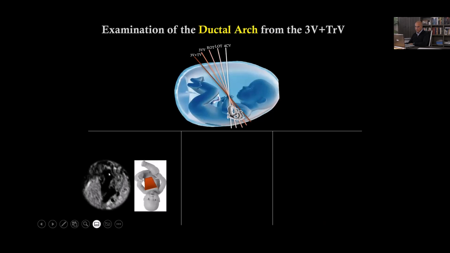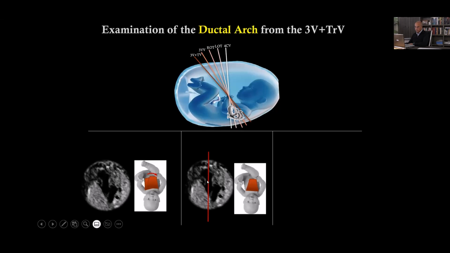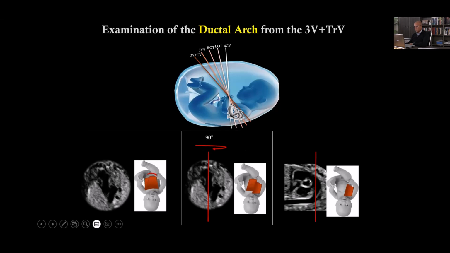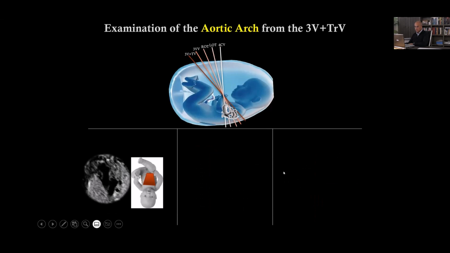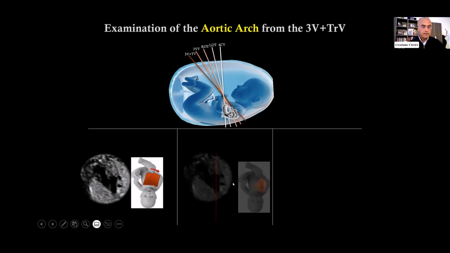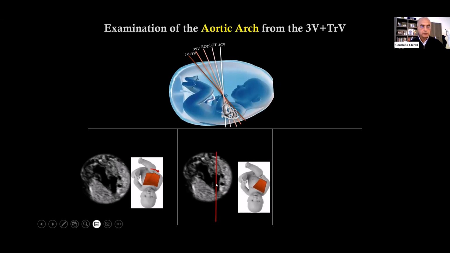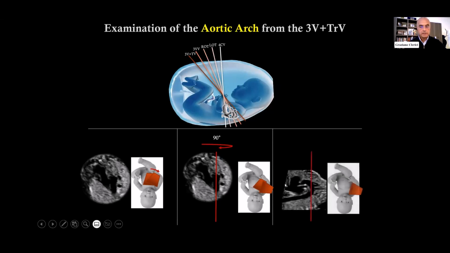As you can see here, from the three-vessel and trachea view, I suggest to start from this scanning plane. You have to make the alignment with the pulmonary artery, and when you are in this position, you have to turn the transducer 90 degrees. You will get the ductal arch. In the same way, you can get the aortic arch, making the alignment, going a little bit more laterally to the right shoulder with the aorta. When you are in this situation, you can turn the transducer and will obtain the aortic arch.